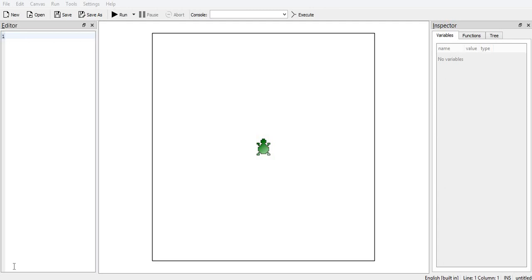Hello everyone. In this video I will tell you how to draw an octagon using the repeat command. An octagon has 8 sides. So when we write the repeat command, it will be repeat 8, because there are 8 sides. Repeat and then the number of sides. 8 sides are there, so repeat 8, curly bracket.